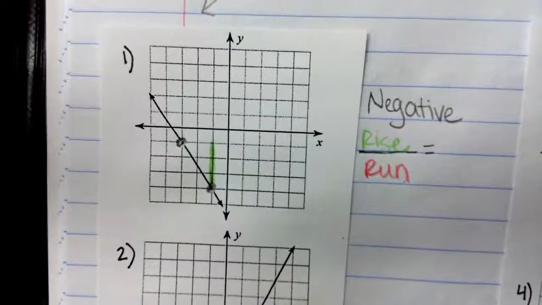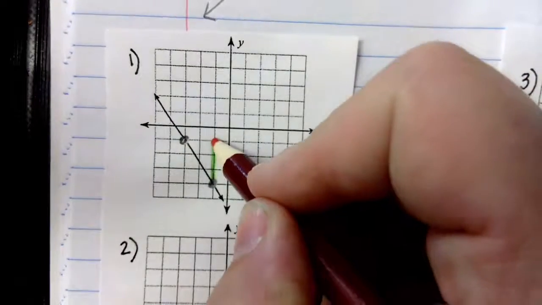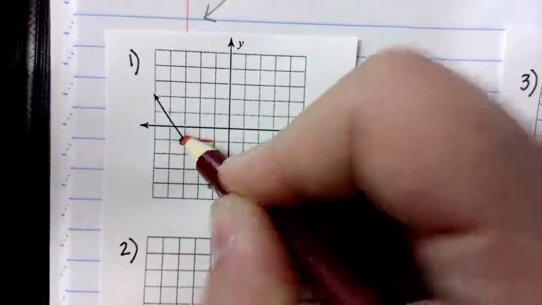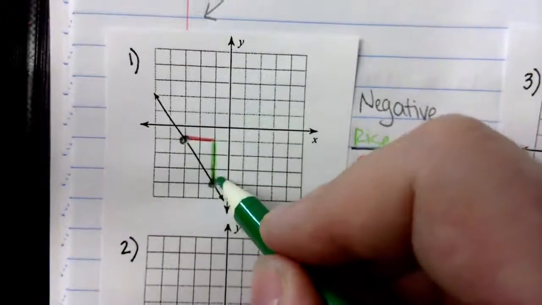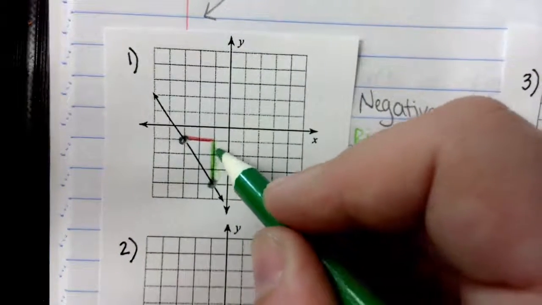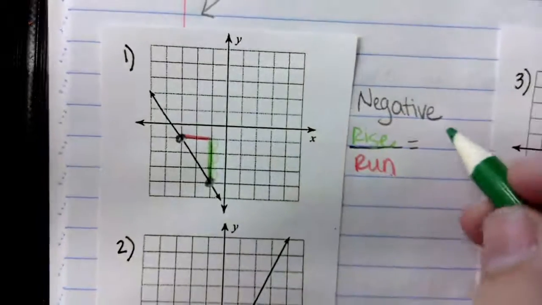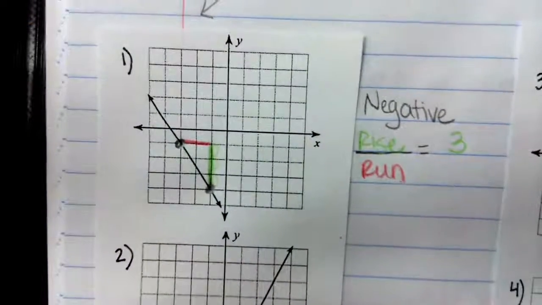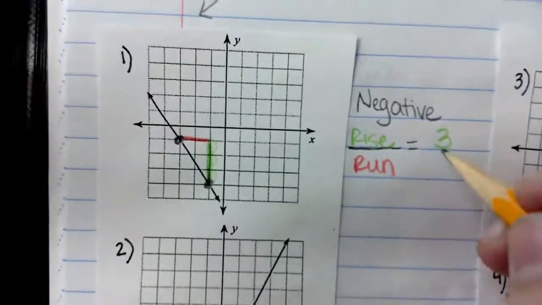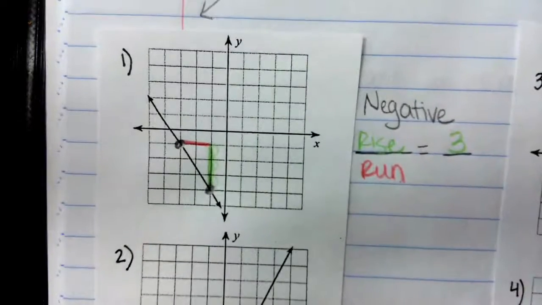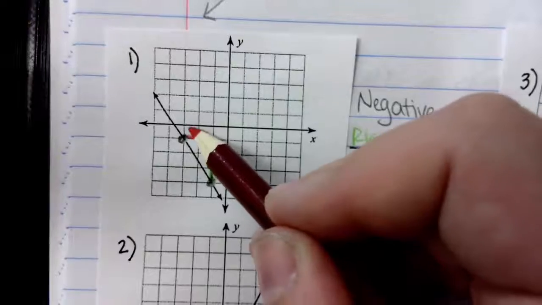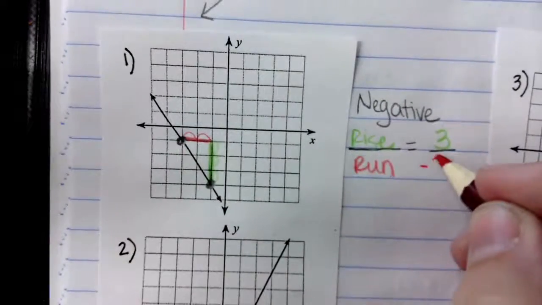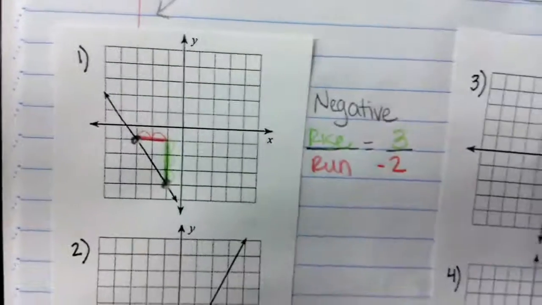And then we're going to run. So how many does this rise up? 1, 2, 3. So my rise is 3. My run is 2, but my run goes to the left. So when we run to the left, negative 2. Now we do want to simplify this.